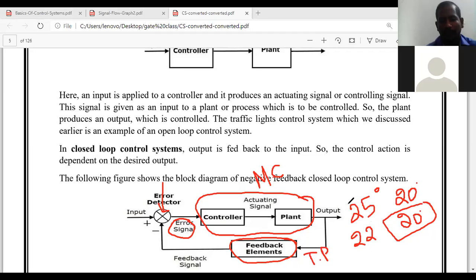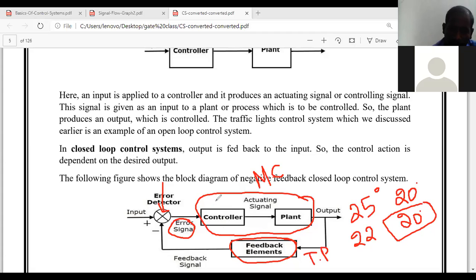Now you can understand the closed loop control system. The elements you should remember: input, error detector, controller, plant, and feedback element. These are the elements of the control system. You may ask, what is the use of the controller, sir? Sometimes the control system may operate without the controller also, but we won't get the desired response.